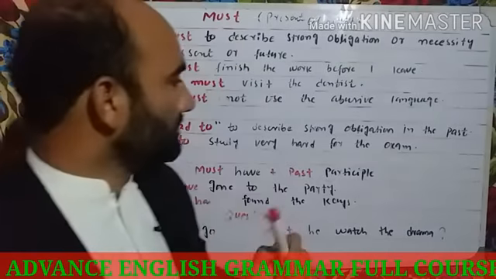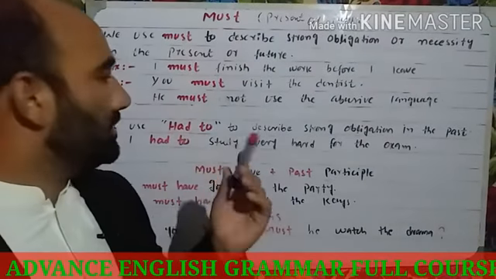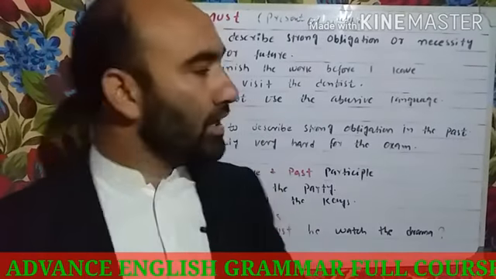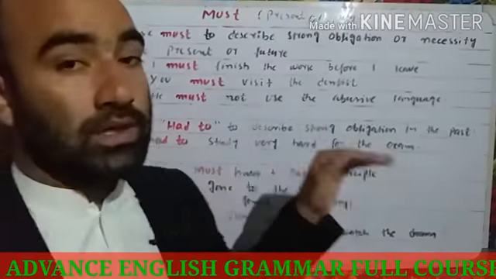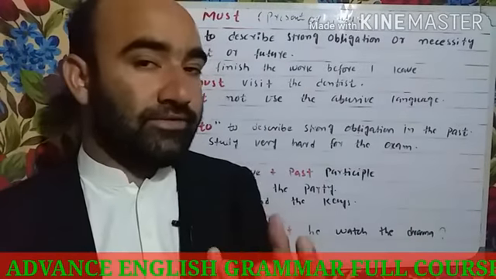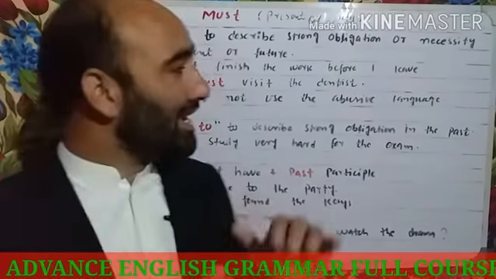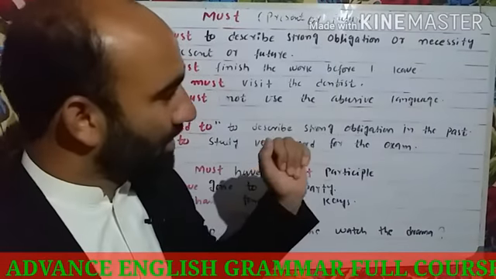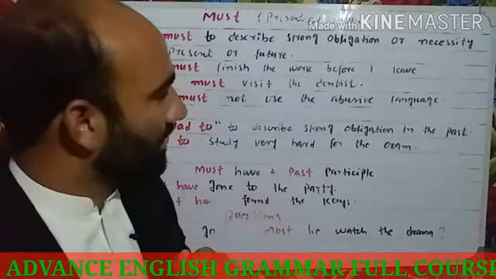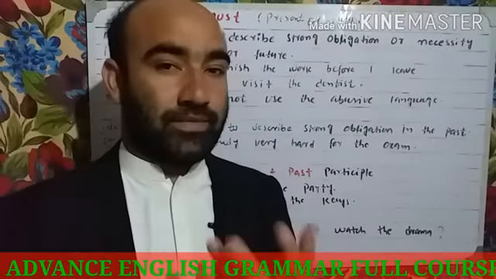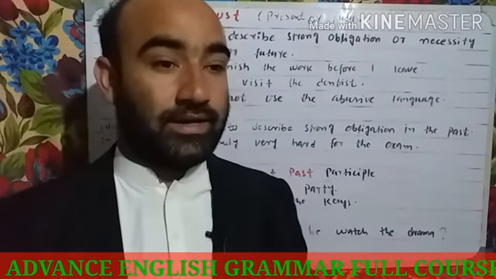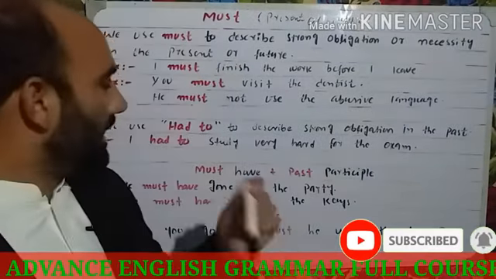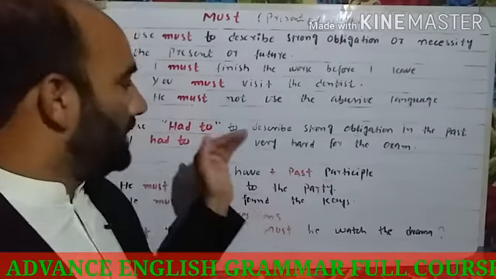Okay? And the third example, he must not use abusive language. Now here must is used for strong prohibition. We use must for prohibition also. When something is prohibited, we use must in that case. And that person who is abusing someone, he doesn't look very nice ethically.